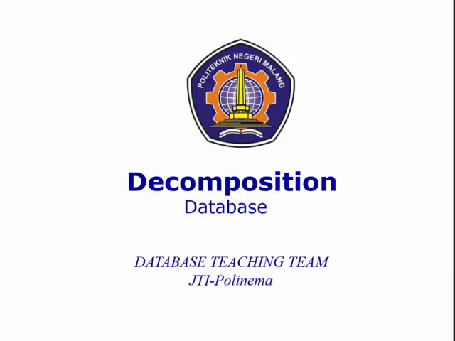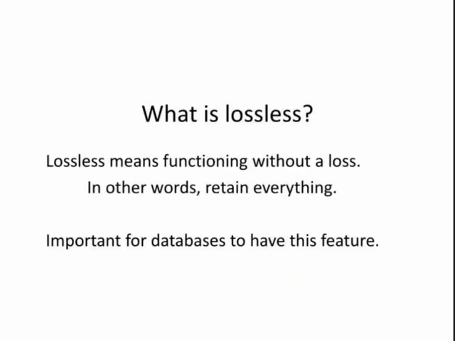In DBMS, or database management system, there are two types of decomposition. First is lossy decomposition, and the second is lossless decomposition. Decomposition in DBMS removes redundancy, and it removes anomalous data and inconsistencies from a database by dividing the table into multiple tables. Decomposition is really important for a database to have this feature.